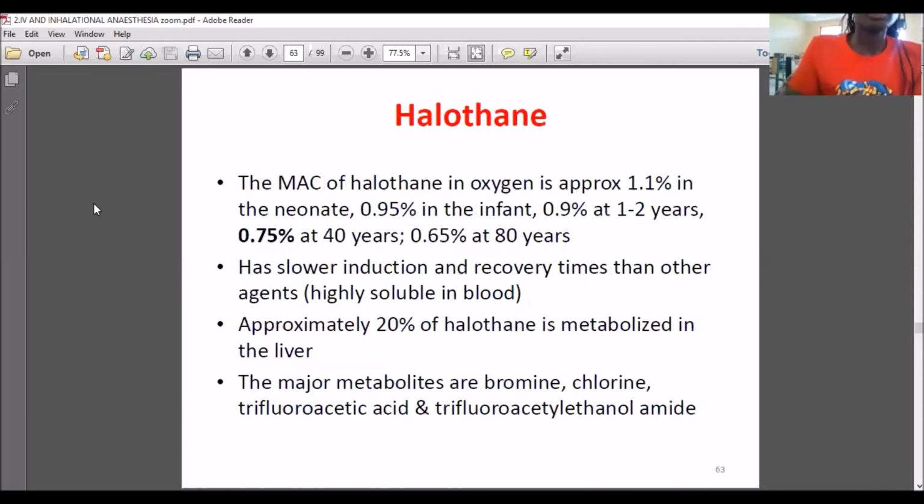The MAC of halothane in oxygen is approximately 1.1% in the neonate, 0.95 in the infant, 0.9 at 1 to 2 years, then 0.75 at 40, and 0.65 at 80 years. It has slower induction and recovery times than other agents. I think the slower the induction, the more highly soluble in blood. Approximately 20% of halothane is metabolized in the liver.